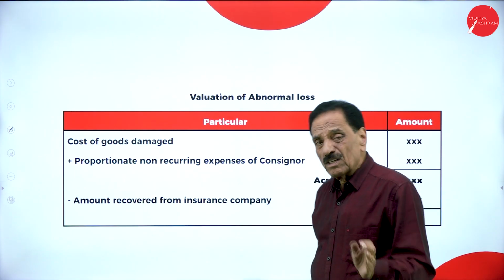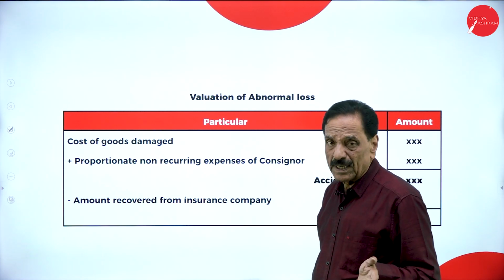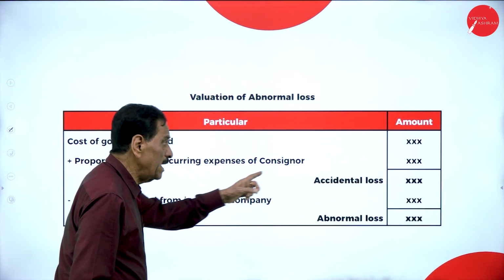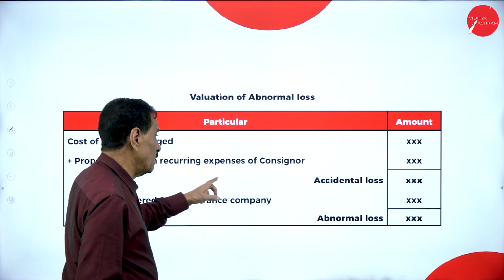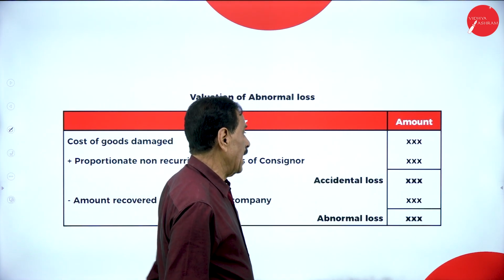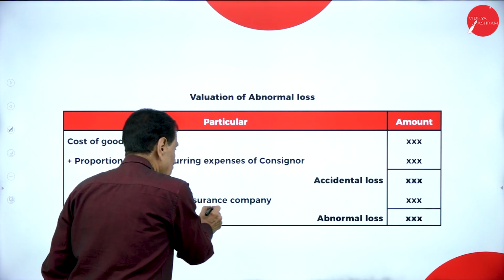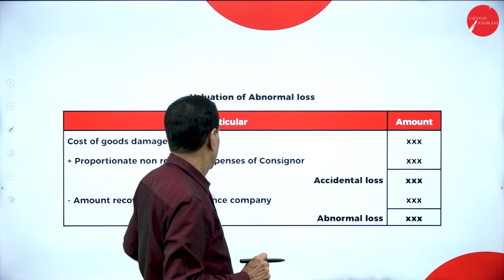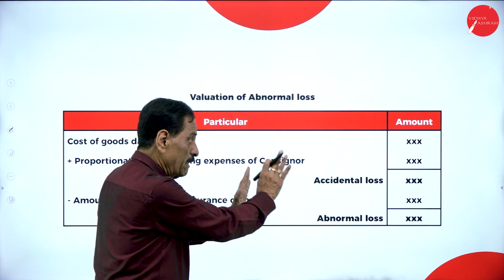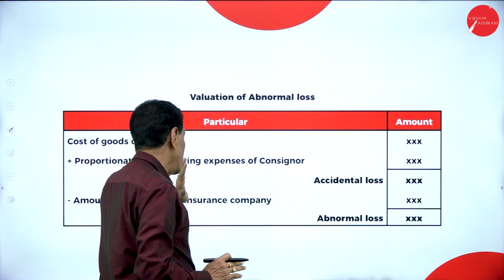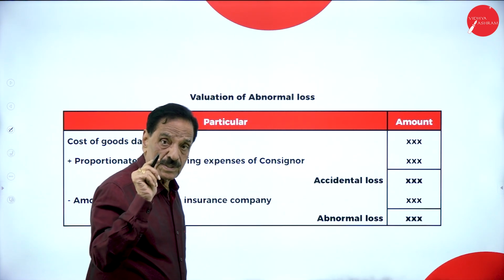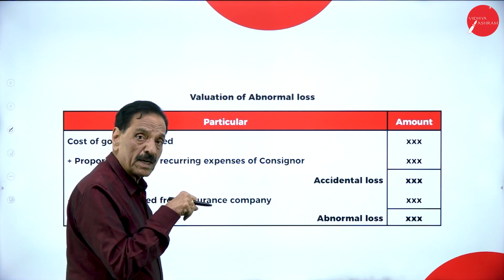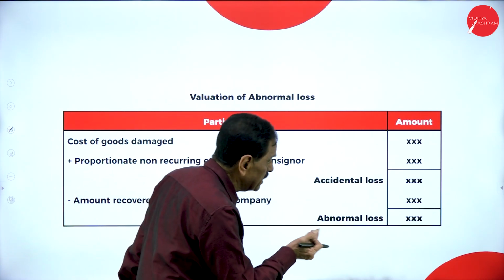Valuation of abnormal loss. If any loss occurs due to accident or fire, that should be taken. Cost of goods damaged and proportionate non-recurring expense of the consignor, total accidental loss, minus amount recovered from insurance company, whatever the difference comes, that is the abnormal loss. So, cost of the goods damaged and proportionate non-recurring expense of the consignor, don't take the consignee's, minus amount recovered from insurance company, whatever the difference comes.